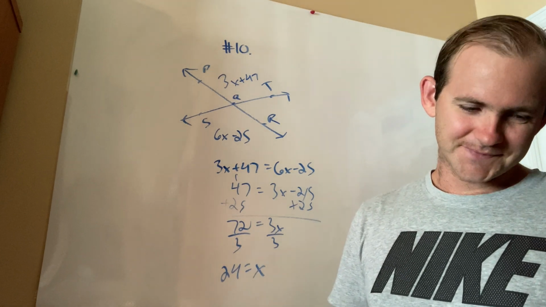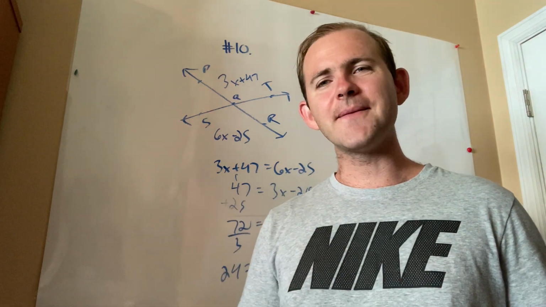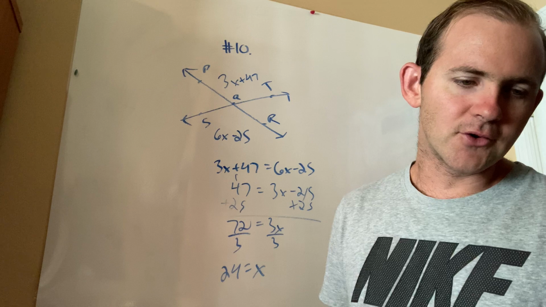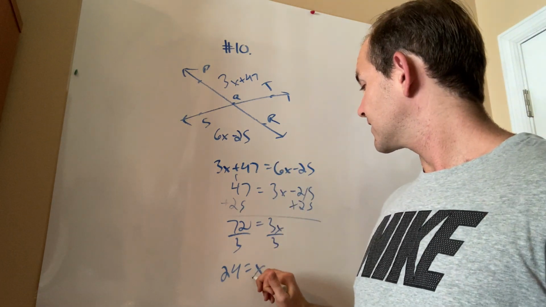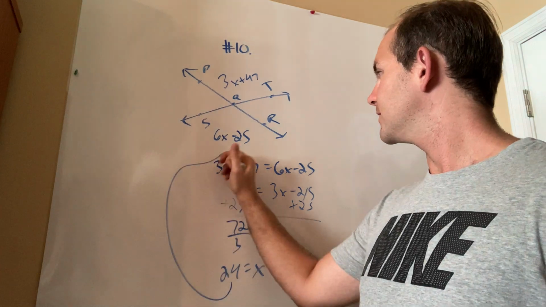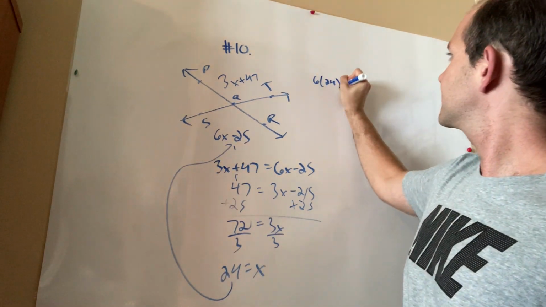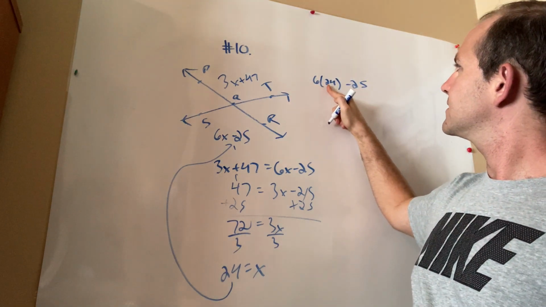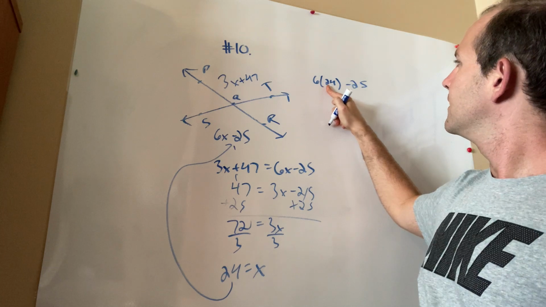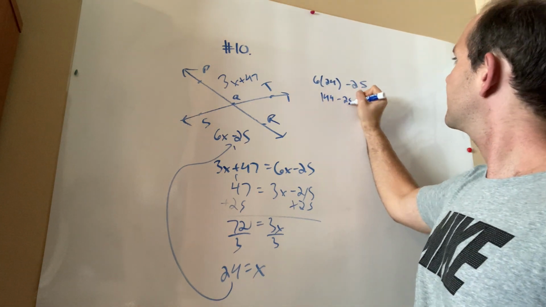Sorry, no. What they asked for instead was the measure of angle SQR. So to find SQR, I actually have to take that 24 and substitute it back in. So I would do 6 times 24 minus 25. What's 6 times 20? That's 120, plus this, that's 144, minus 25.